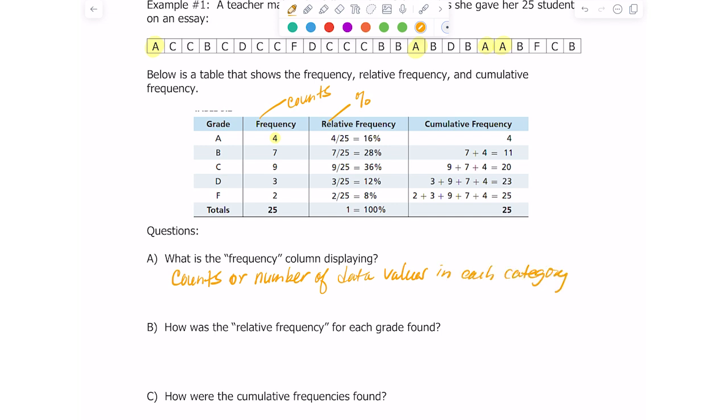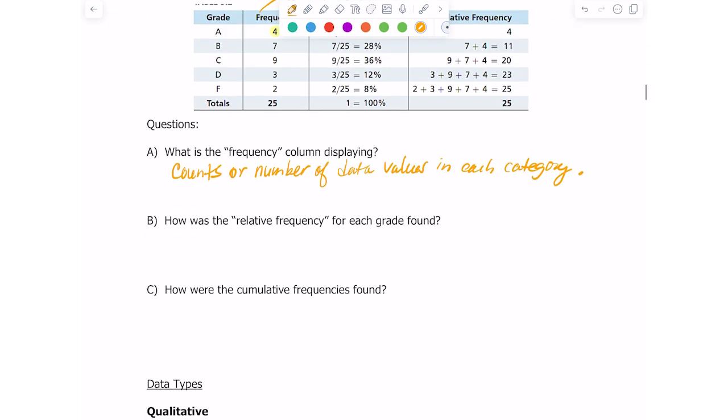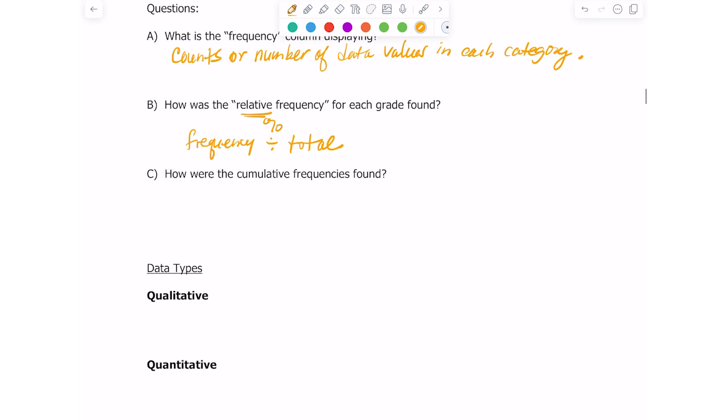Okay, letter B. How was the relative frequency for each grade found? So again, anytime you see the word relative, just think of a percentage. We're just going to convert to percents. And all we did was we took the frequency and divided by the frequency total. And we looked at also cumulative frequencies, and all we did there was we added each row total to the row below it.